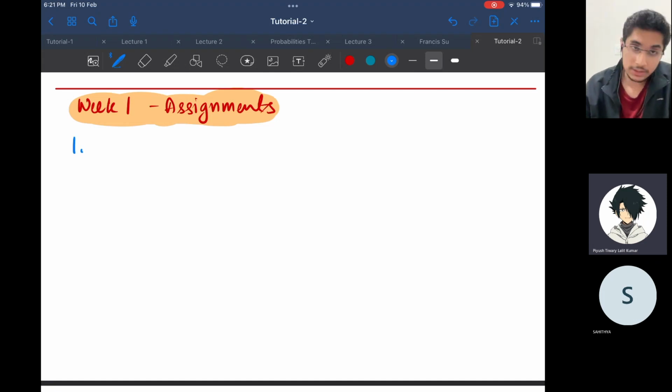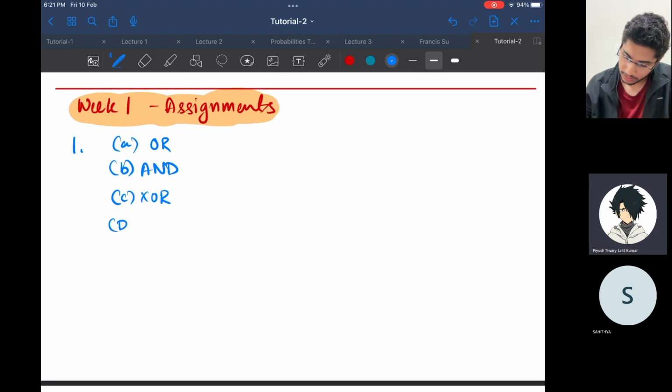So the first question asks which of the following functions can't be learned by the perceptron algorithm. There are four options given. Let me write each of them. A is the OR function, B is the AND function, C is XOR, and D is none of these.